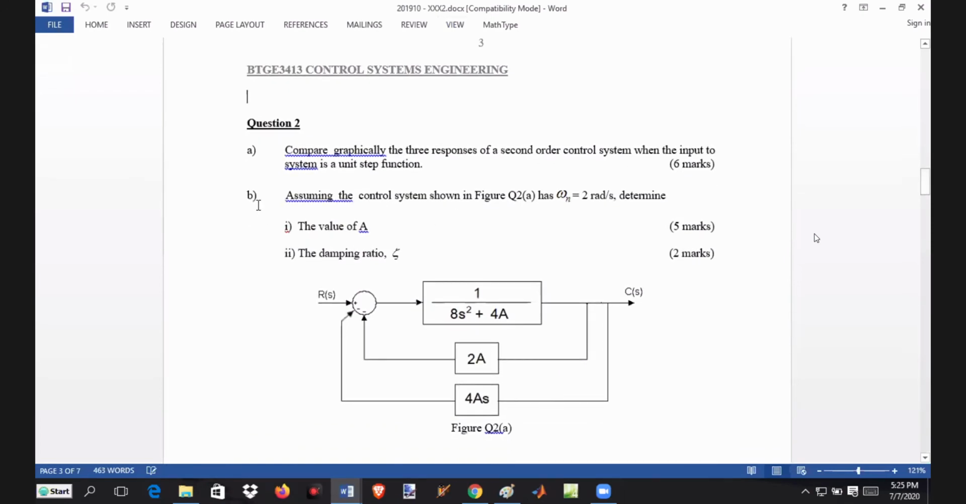Right, this system here, part B: assuming the control system shown in figure Q2A has omega n equal to 2 radian per second, determine the value of A, the damping ratio, zeta. Now, can you do this one or not? It looks difficult, isn't it? But actually, it's not.